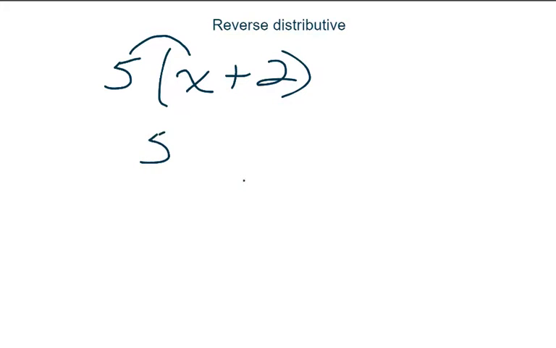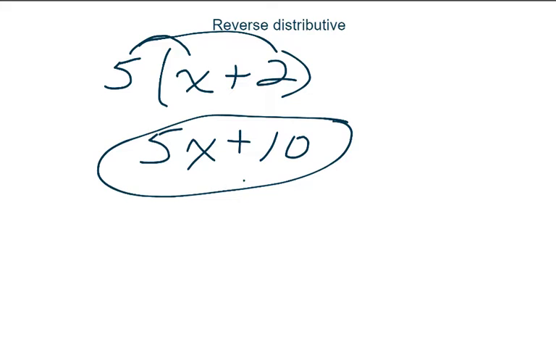Another way to look at factoring is it's the reverse distributive property. For example, if I distribute 5 times x plus 2, I know that that would distribute to 5x plus 10, the distributive property. Well, reverse distributive property would start with 5x plus 10, and you'd ask, what do I multiply together to get 5x plus 10? So I'm basically going to reverse it.